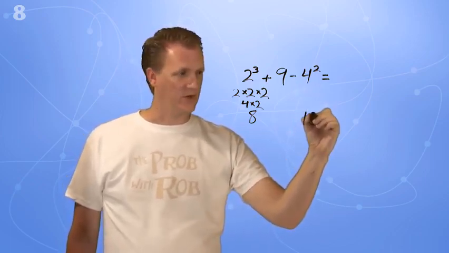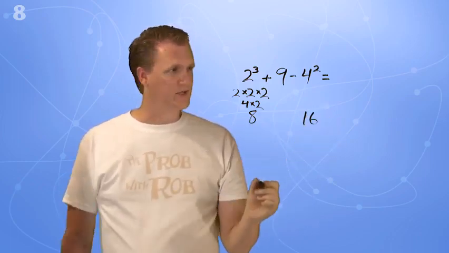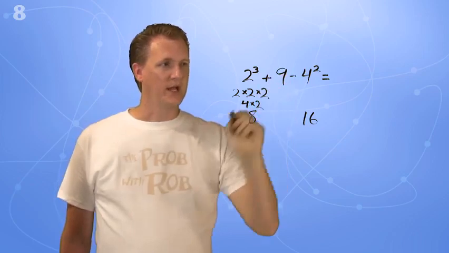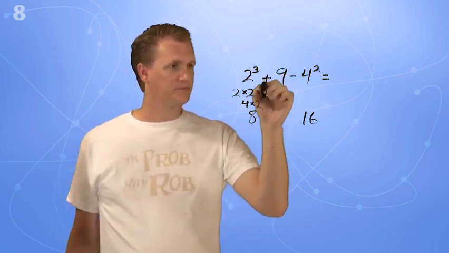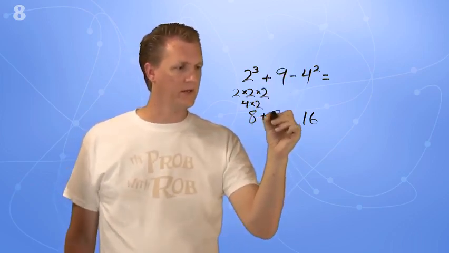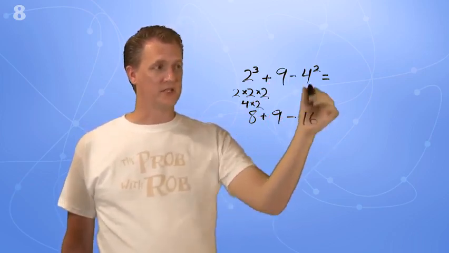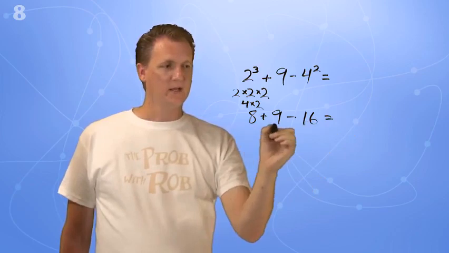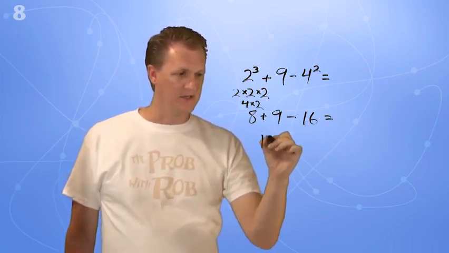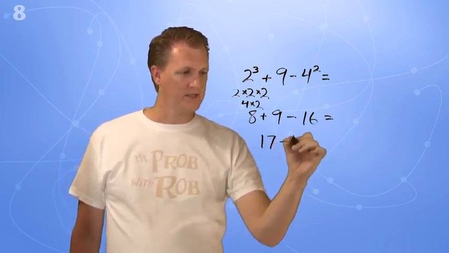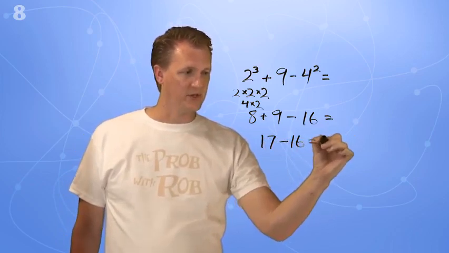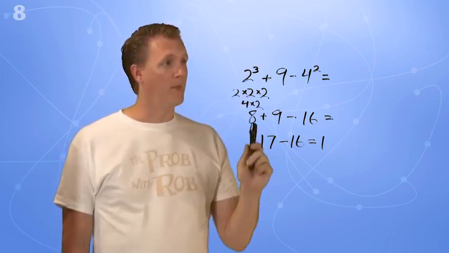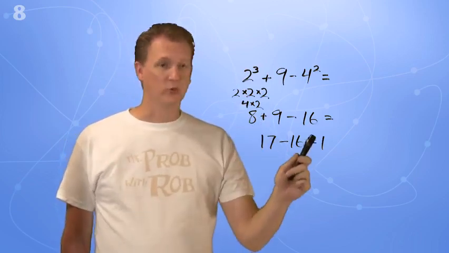I'll go ahead and write this down here on the same level as the 8, so it's nice and neat. And now I'll bring down the plus 9 and the minus. So we have plus 9 minus our 16 from the 4 squared. So we have 8 plus 9, that gives us 17, minus 16, and that gives us 1. So 2 to the power of 3 plus 9 minus 4 squared equals 1.